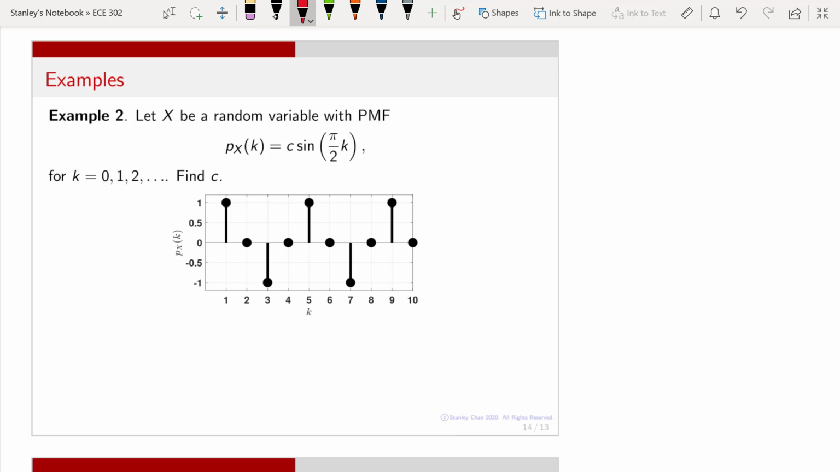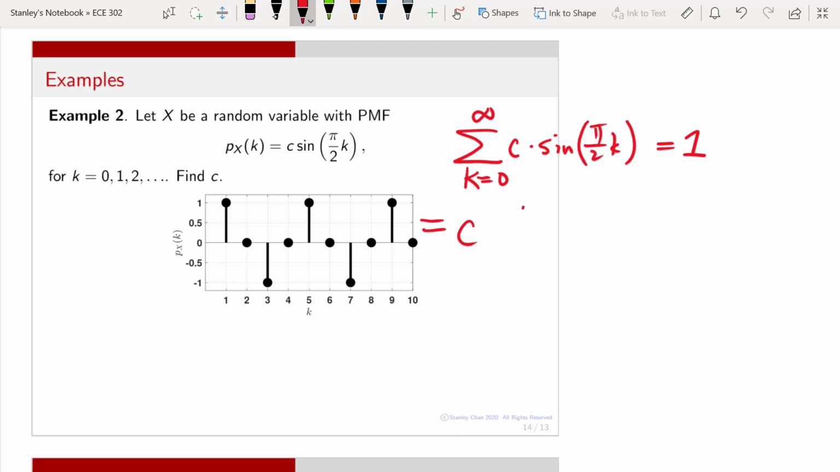Okay, so we know how to calculate this equation, because the summation over all the possible k's of C times the sine of pi over 2 times k has to give you 1. And k will go from 0, 1, 2, all the way to infinity. And so now we can move out the C. The C has nothing to do with your summation. And then you have this sine of pi over 2 k, and it has to equal 1.